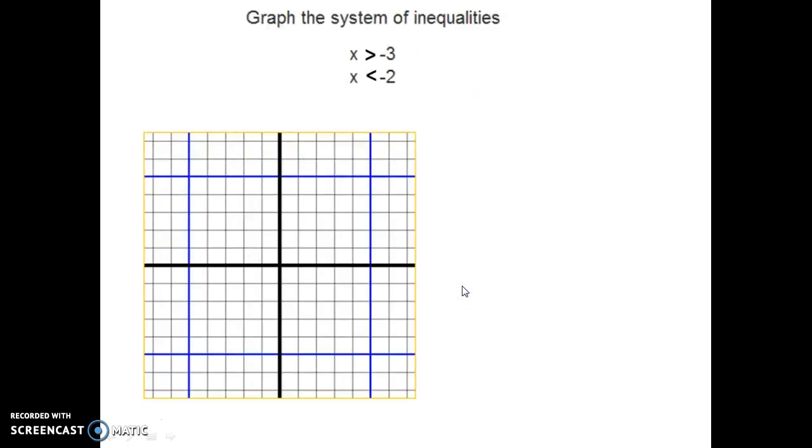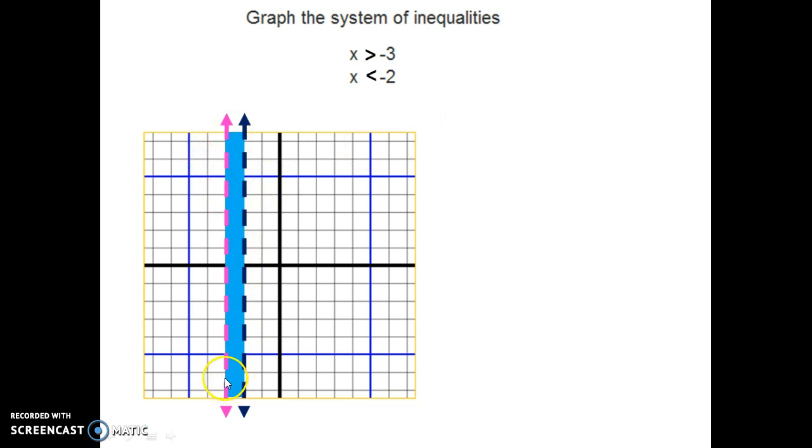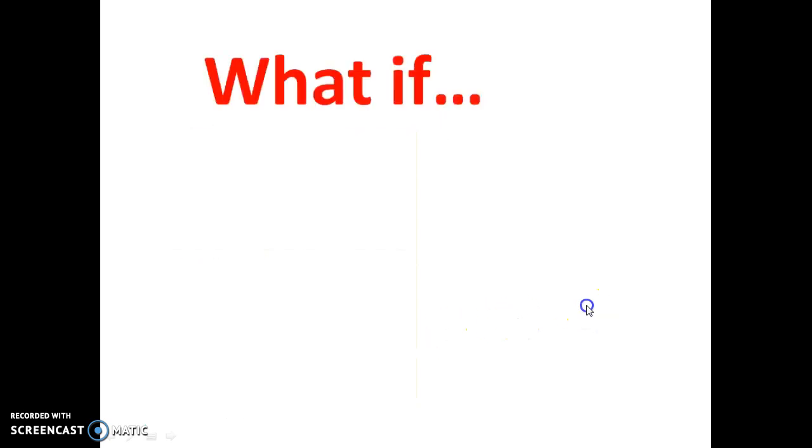What if we have this system of inequalities? So again, we get the x is greater than negative 3, which we just graphed. But now instead of having x is greater than negative 2, let's look at x is less than negative 2. So we have x is less than negative 2. So now what's our solution? Well, now our solution is this blue rectangular region between those two lines because that's where it overlapped.